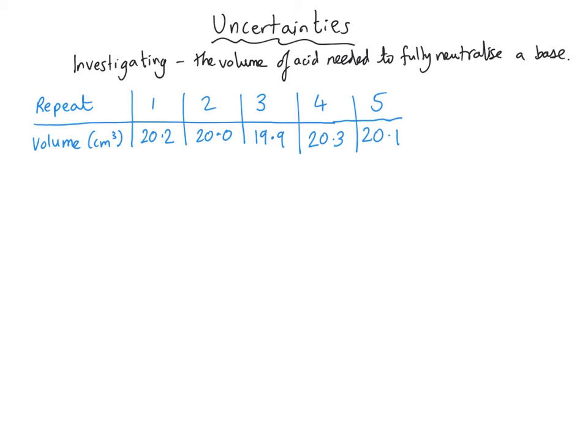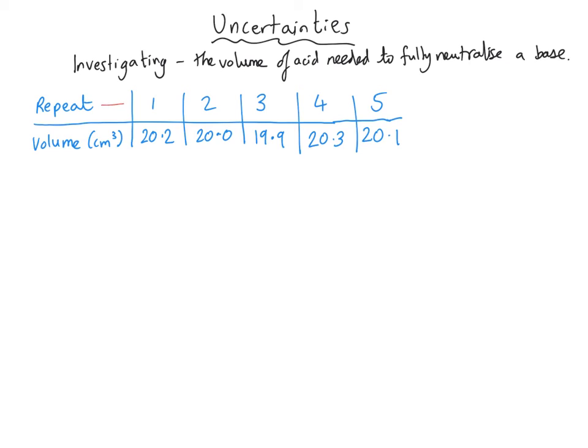The final thing I want to look at in this video is something called uncertainty or uncertainties. All measurements have some uncertainty to them, and experiments will often be repeated, and then once you've got those repeated values, you will calculate a mean from them. So let's imagine that we were investigating the volume of acid needed to fully neutralise a particular base, and we've got our data here in a table.